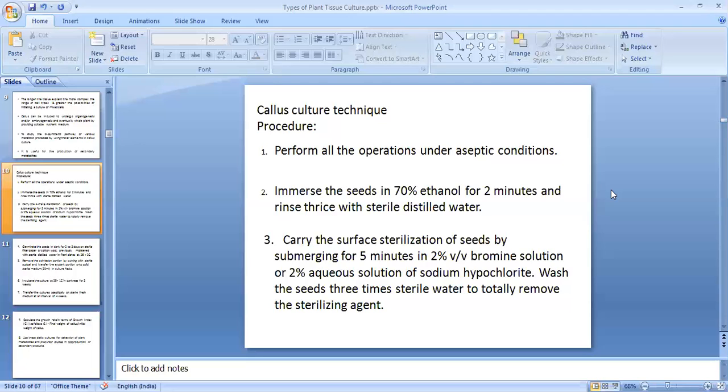How is it done? By submerging the seeds for 5 minutes in 2% volume by volume bromine solution, or in a 2% aqueous solution of sodium hypochlorite. After 5 minutes, it should be washed well with sterile water 3 times or sometimes more to remove the sterilizing agent.